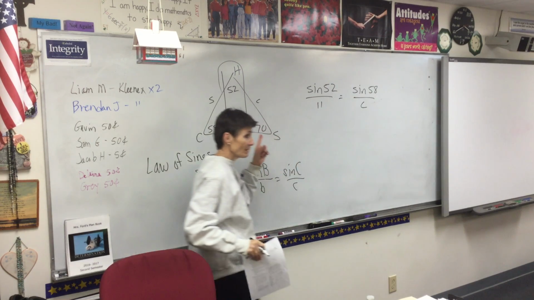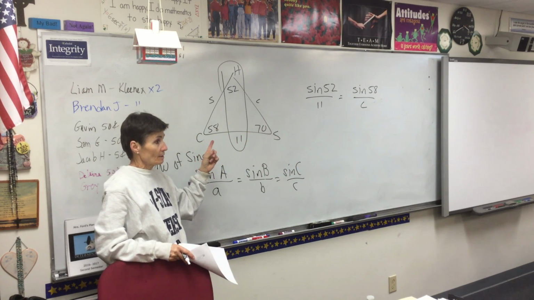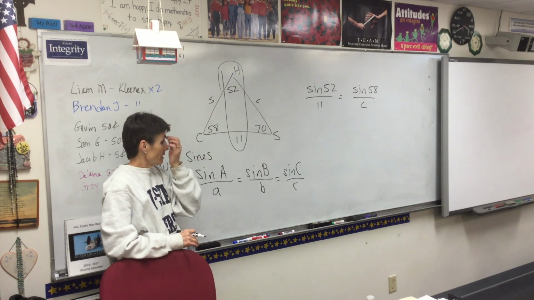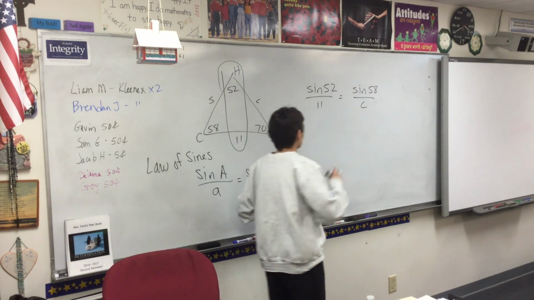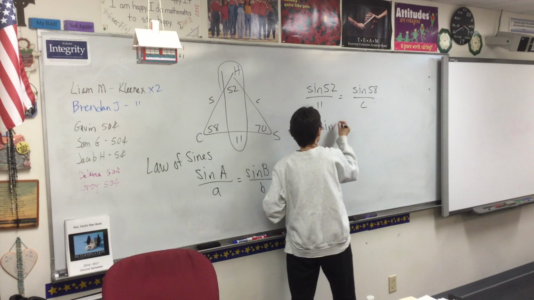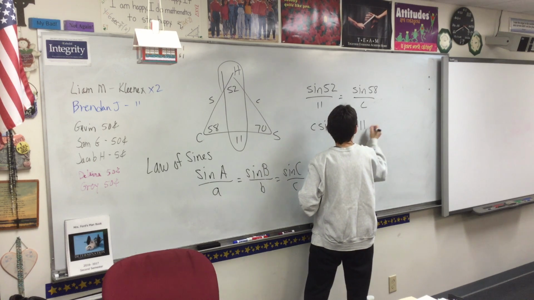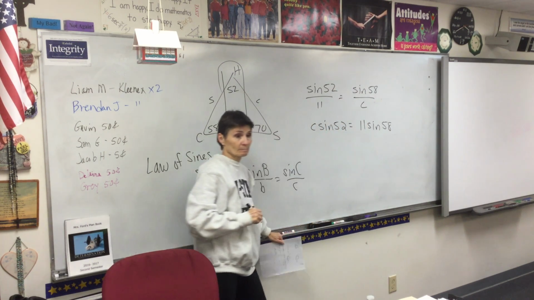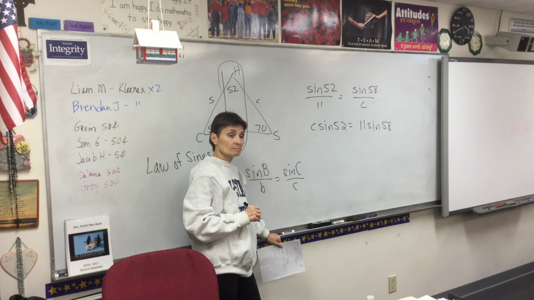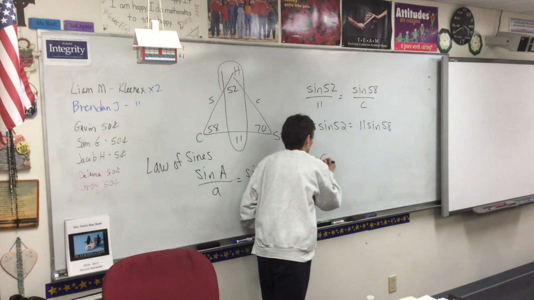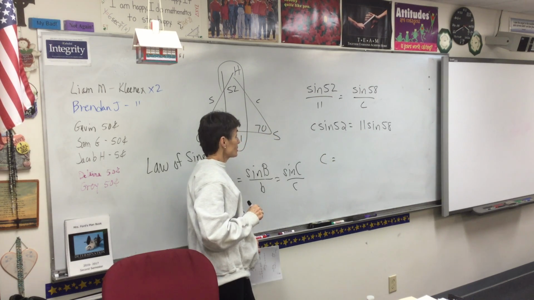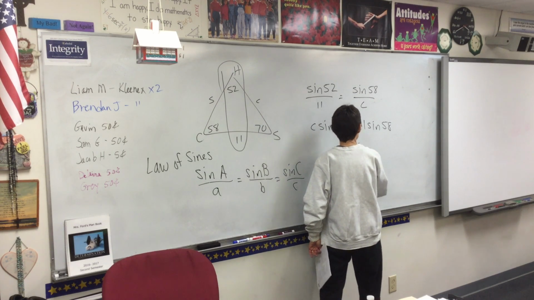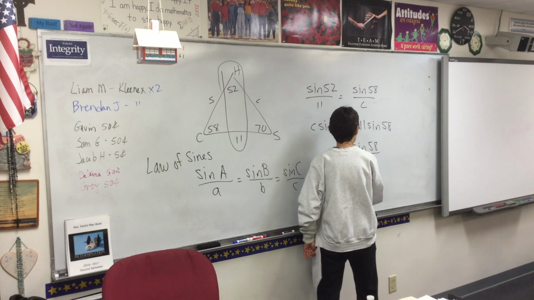Now, does that make sense to everybody? That's the law of sines. How are we going to solve that? Not going to my calculator yet. How am I going to solve it? Cross multiply. Very good. So cross multiply, that'll say C sine 52 equals 11 sine 58. Everybody see cross multiply? We're trying to figure out what C equals. That's our goal here. So we're going to divide by sine 52. So 11 sine 58 divided by sine 52.